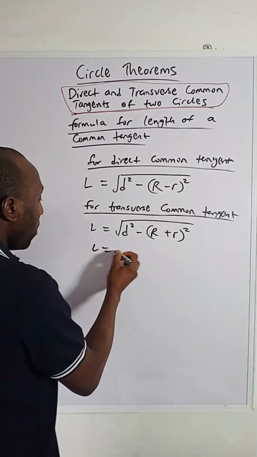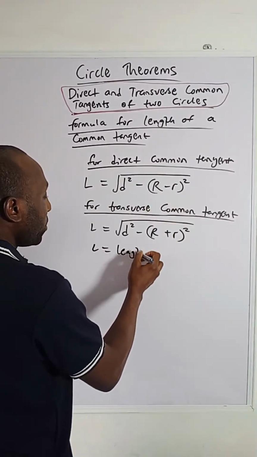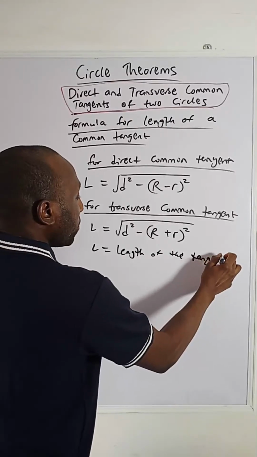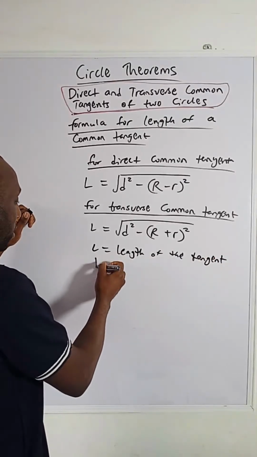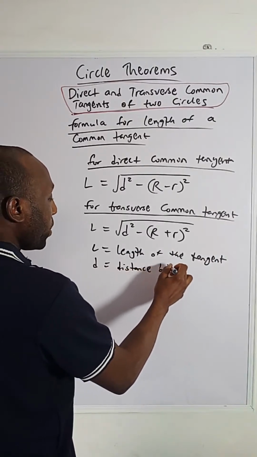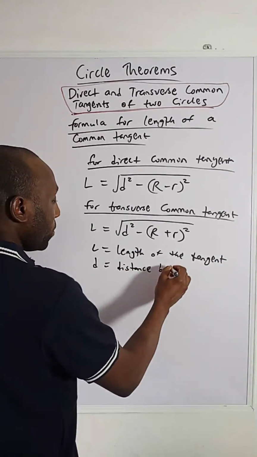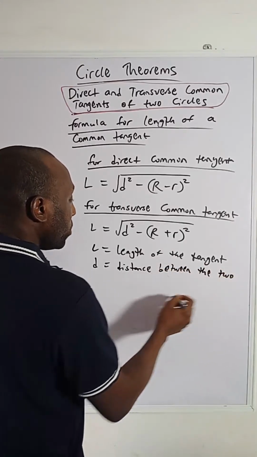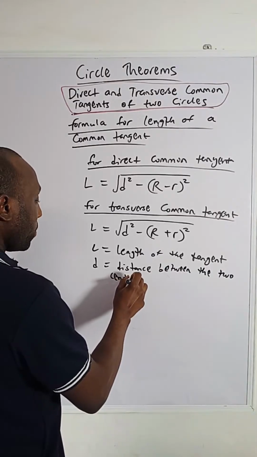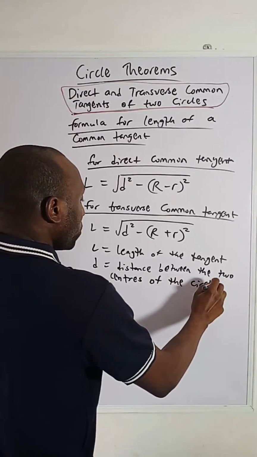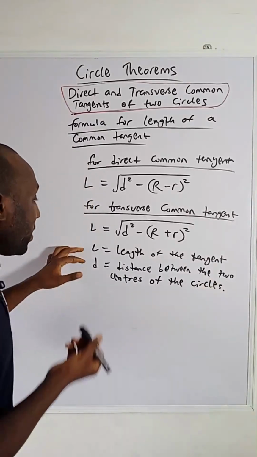Now, L is the length of the tangent, then d is the distance between the two centers of the circles. All right, so L is the length of the tangent.